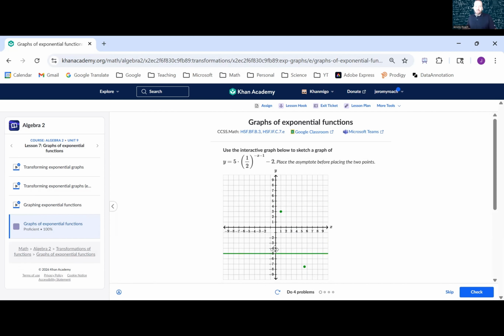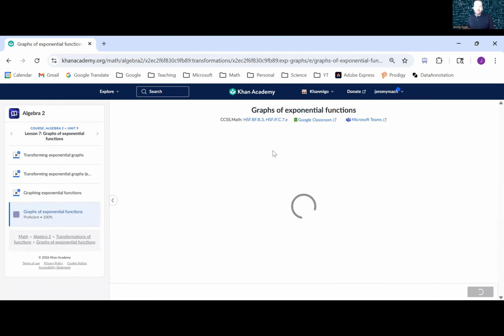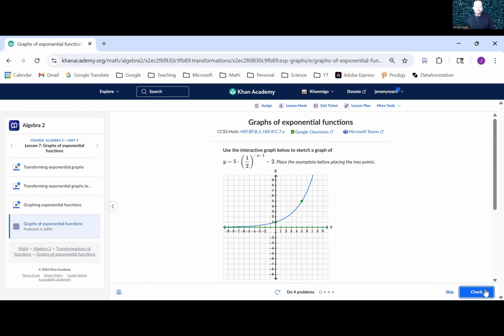We sometimes also see that as, uh-oh, I don't know what happened there. I think maybe I have to refresh this page here. Hopefully it gives us the same problem when we do that. Okay, good, it does. So we're going to bring the asymptote to negative 2.